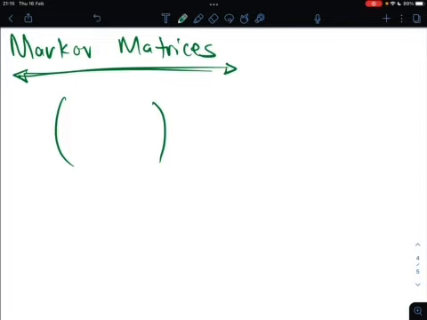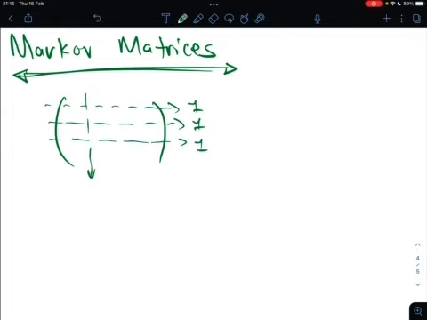If you add all the entries along a particular row, you always get 1. Every time you add all the entries along a particular row, you always get 1. And also when you add entries along a particular column, you always get 1. This is one thing that characterizes these types of matrices that we refer to as Markov matrices. A typical example of a Markov matrix is something like this.